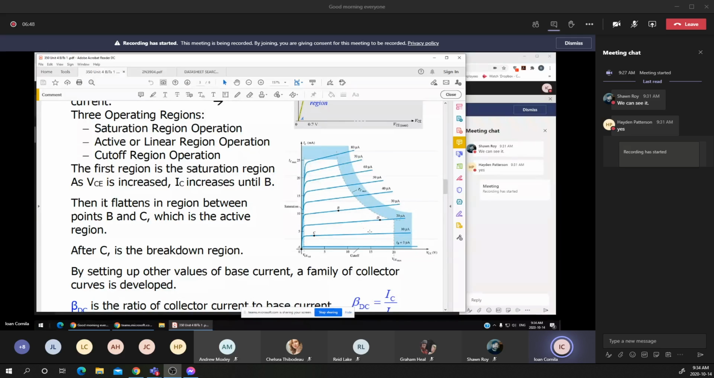operating regions. On the left side, as I introduced in the previous lecture, if I draw it this way, we have the saturation, and we'll define what saturation means. On the lower side we have the cutoff, and the middle region, which is used in most applications of the transistor, is the active region or the linear region.